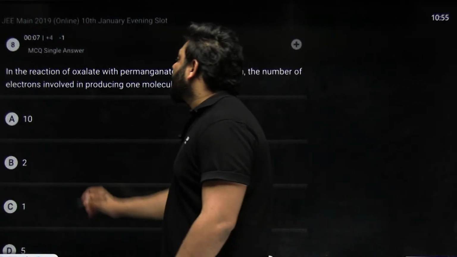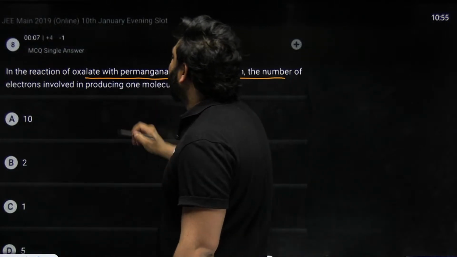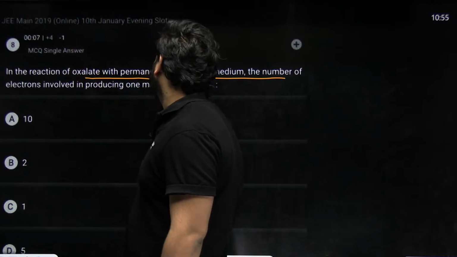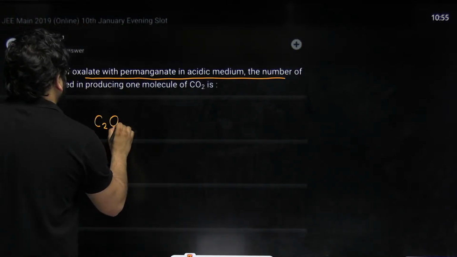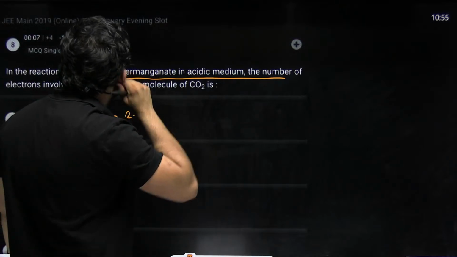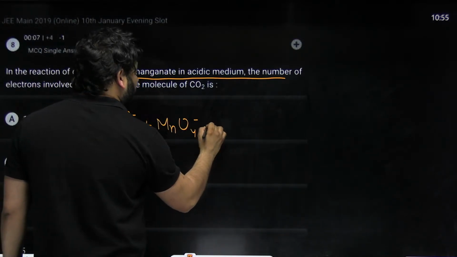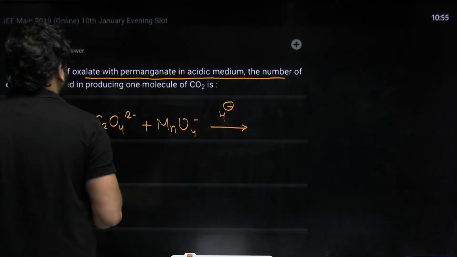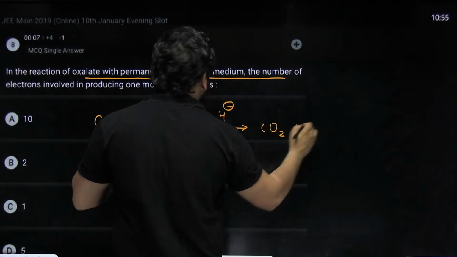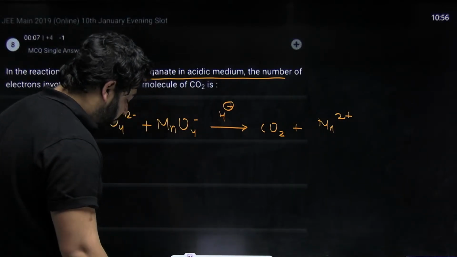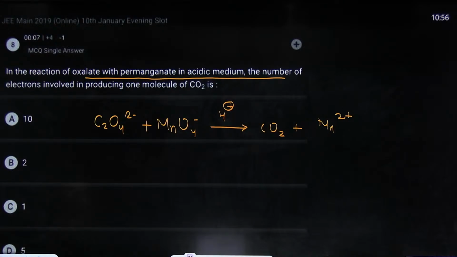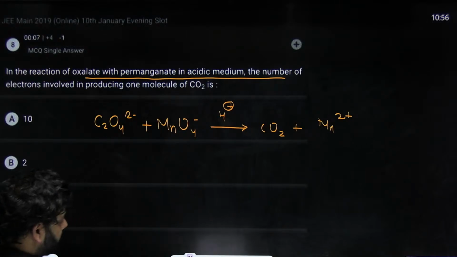Next is, in the reaction of oxalate with permanganate ion, oxalate is H2C2O4, like C2O4 2- ion. Anyways, we should write it and then calculate it. In the reaction of oxalate ion with permanganate ion, permanganate is MnO4-, in acidic condition. We know that this will be converted to CO2, and manganese will be converted to Mn2+. The beauty of this concept, redox reaction and equivalence concept, is we do not require balancing the chemical reaction. Without balancing, we can find out how many molecules of CO2 will be formed: the number of electrons involved in producing one molecule of CO2.